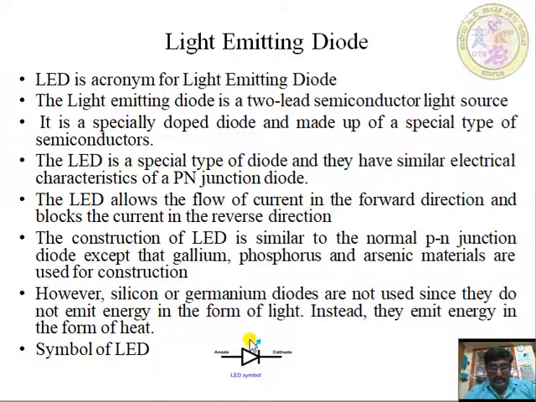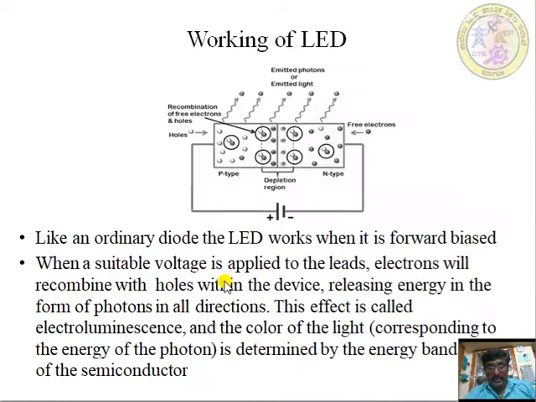In the photodiode, the radiation goes inside, and in the LED the radiation goes outside. So why is this? Silicon and germanium emit energy in the form of heat, but gallium, phosphorus, and arsenic materials emit energy in the form of light.